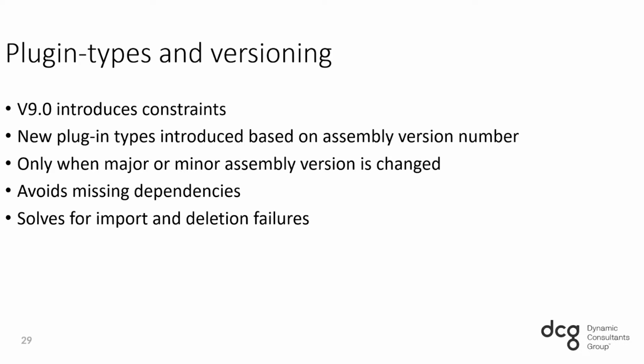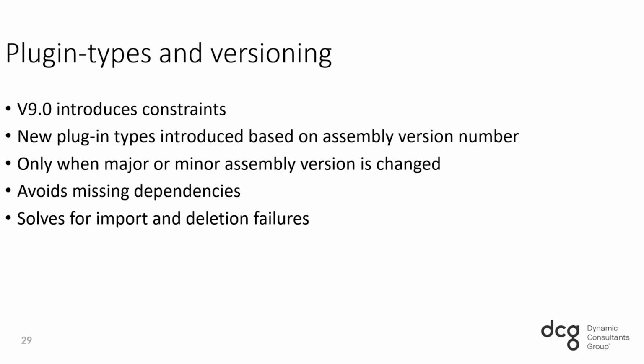Plugins. So version 9 introduced some constraints on plugins. So new plugin types introduced are based on assembly version number. So this is very important. So now your assembly version number for your plugin must match, and it must be incremental. It will not allow you to import an update to a plugin that has a different assembly. So this goes back to improved source control in your development environments.